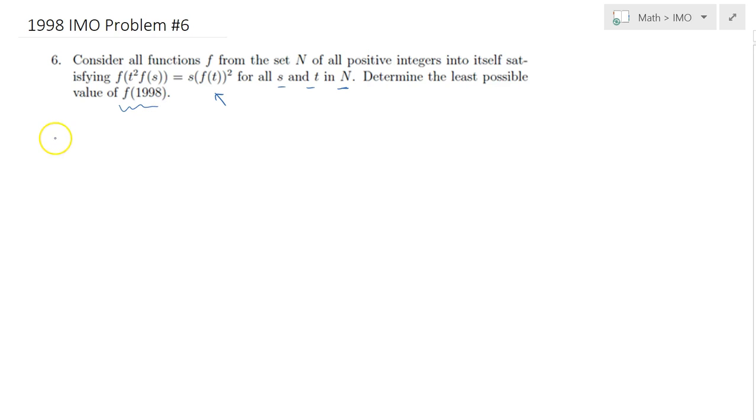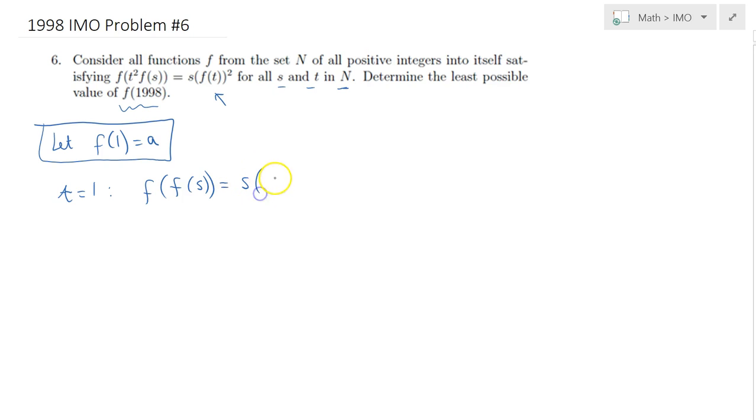1998. So let's start by assigning f of 1 the value a. With this assumption, if we start by setting t equal to 1 in our functional equation, we would get f of s is equal to s times f of 1 squared, but we just established that f of 1 is equal to a, so therefore we have s times a squared.